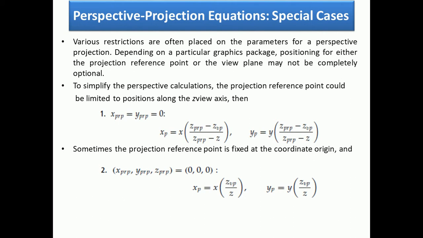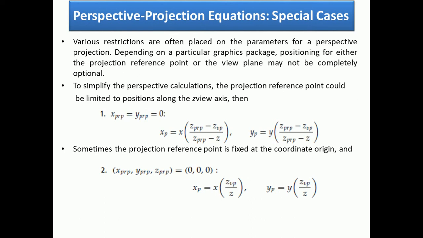The first case is to simplify the perspective calculations. The projection reference point could be limited to positions along the z-view axis. Then x PRP and y PRP are equal to 0. In that case, you will get the xp equation as x times (z PRP minus z VP) divided by (z PRP minus z), and the yp equation as y times (z PRP minus z VP) divided by (z PRP minus z). So this is one case.